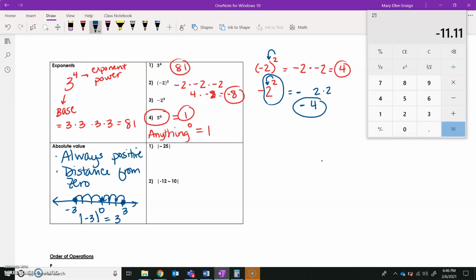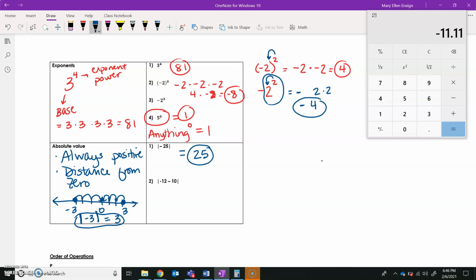So these upright lines are the absolute value. That's really what it means. You can also just think that your answer, your number in the absolute values, is always going to become positive. Okay, so that 0 is not an exponent there. It's just the 0 from the number line. So the absolute value of -25 is just going to be +25.